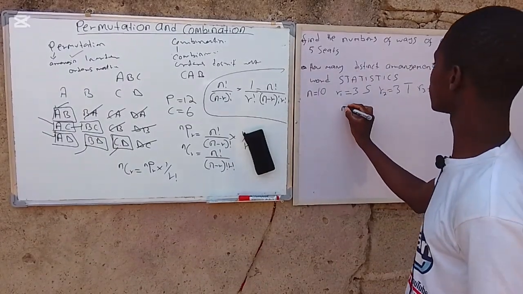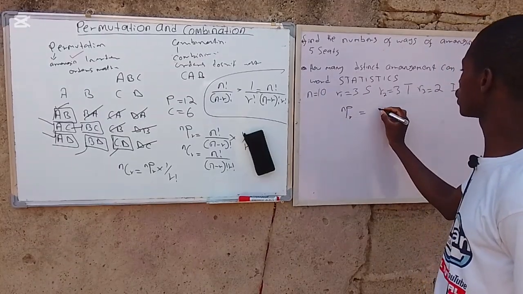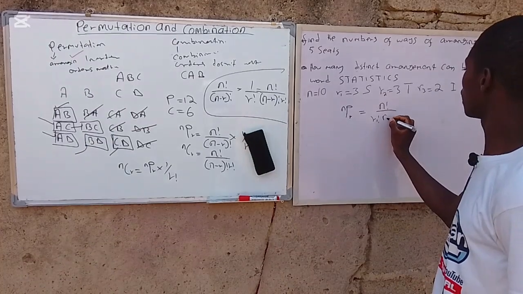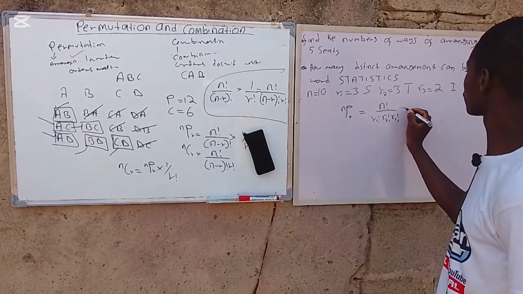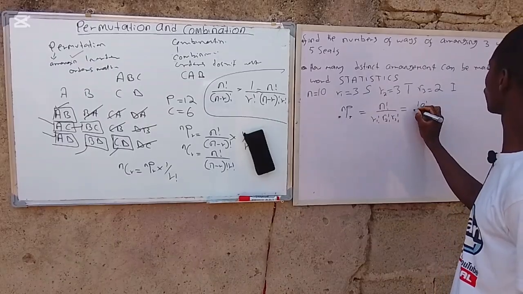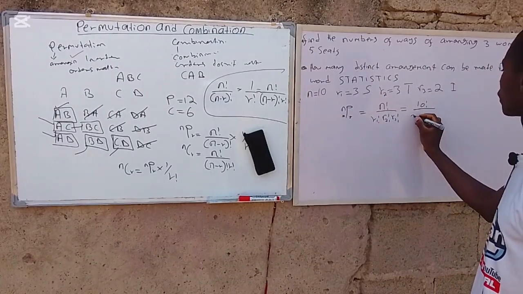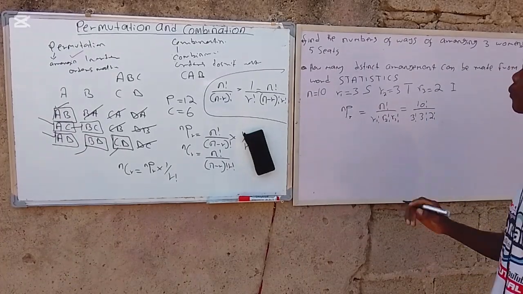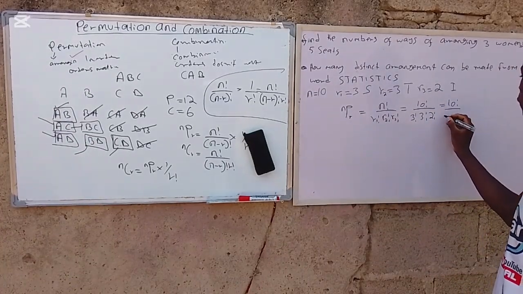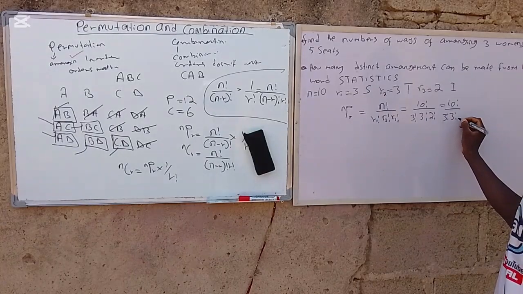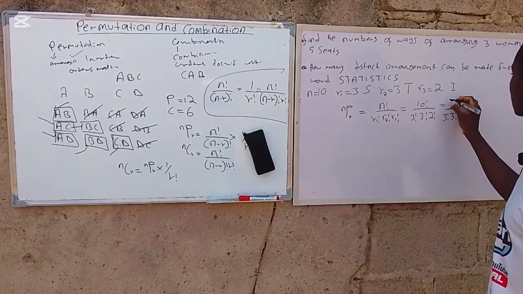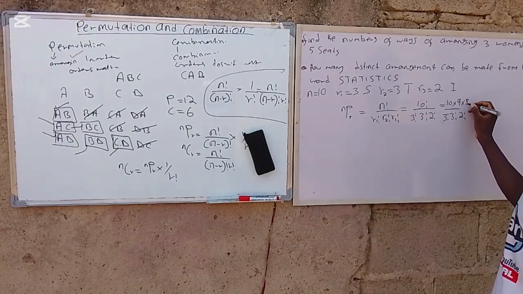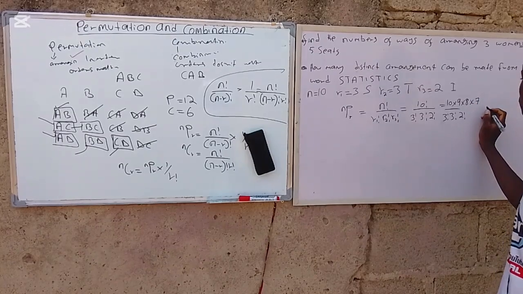So I have to say that nPr, which is permutation with repetition, will now be n factorial divided by r1 factorial, r2 factorial, r3 factorial. This should now be equal to 10 factorial divided by r1, which is 3 factorial, r2, 3 factorial, and 2 factorial. So this is 10 factorial over 3 factorial, 3 factorial, 2 factorial.